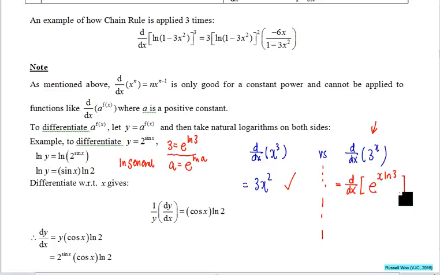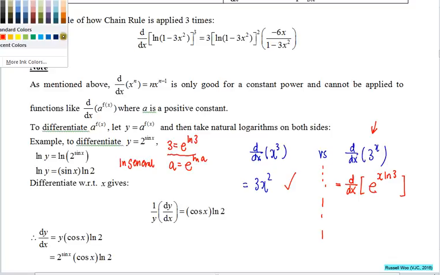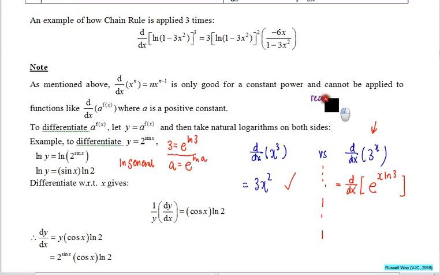Correct? Because it is 3 to the power of x, so it's actually e^(x ln 3). So far so good? Okay. Then you ask, do we know how to differentiate this? Recall, differentiating e^(2x) gives 2e^(2x), right? You use the chain rule. Differentiate e^(2x), that means e to the power of 2x, you get 2e^(2x). You must apply the chain rule, you must have a 2 outside.